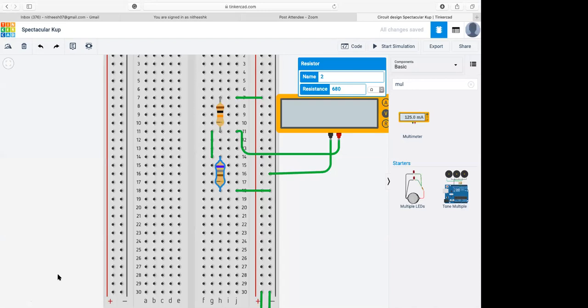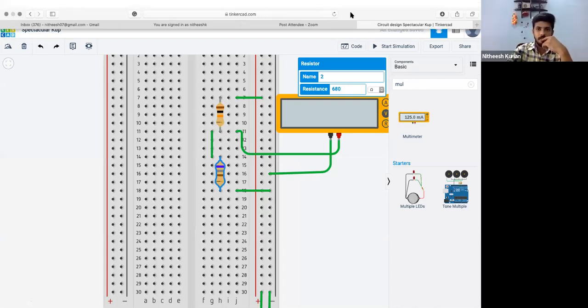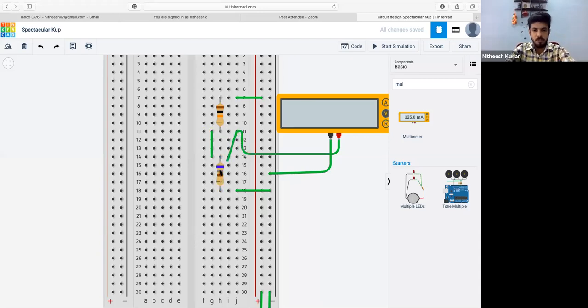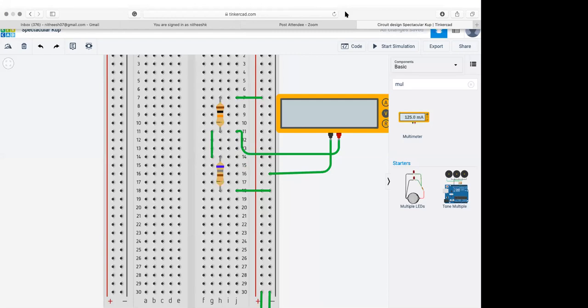Can you calculate the voltage? Anybody? Anybody has any idea regarding how to calculate the voltage across the 680 ohm resistance? The voltage between this point and ground means the voltage across 680 ohm. Do you have any idea? Please give me feedback. If you don't have any idea, I will explain.